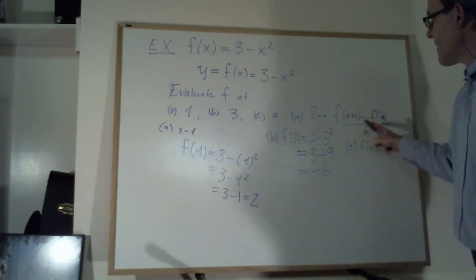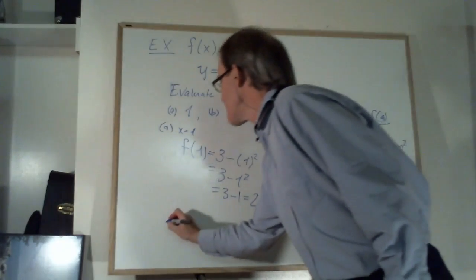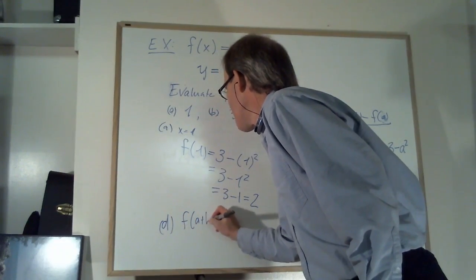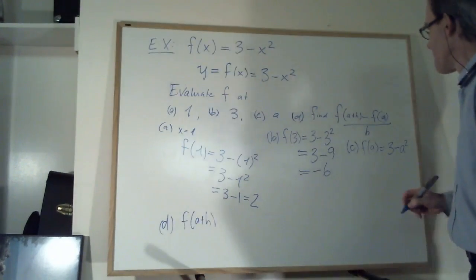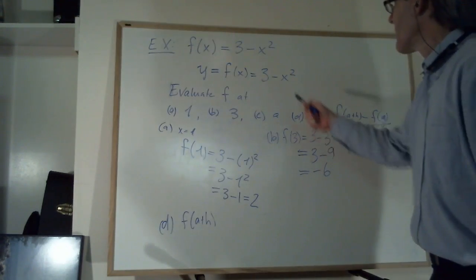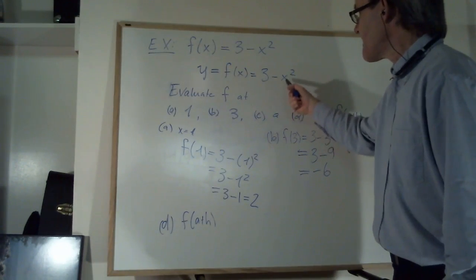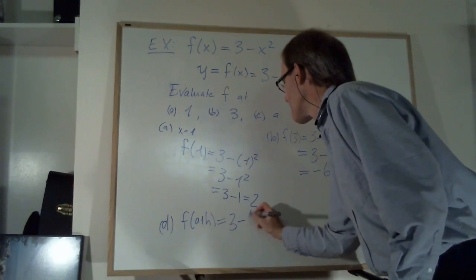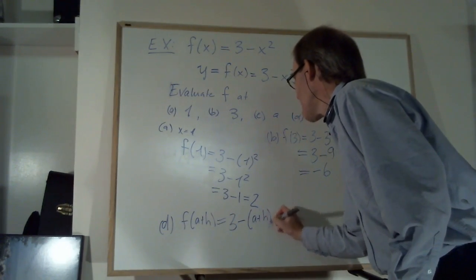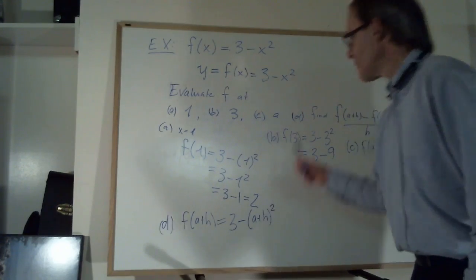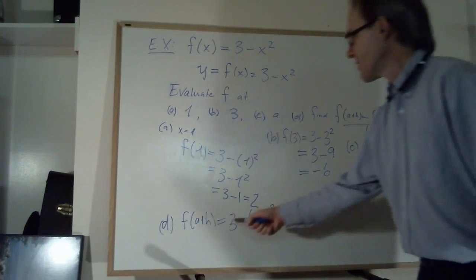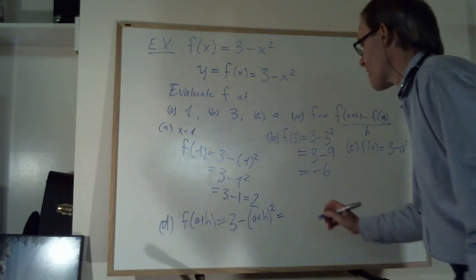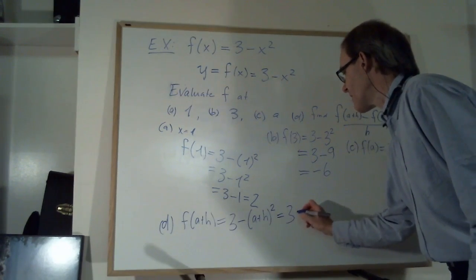Okay, so to find this expression, d, first I evaluate f at a plus h. So wherever I see the x, I plug in a plus h. I put the a plus h in brackets. So I have to square the a plus h first, and then take 3 minus that. So I have to follow my order of operations and also use the distributive law here.